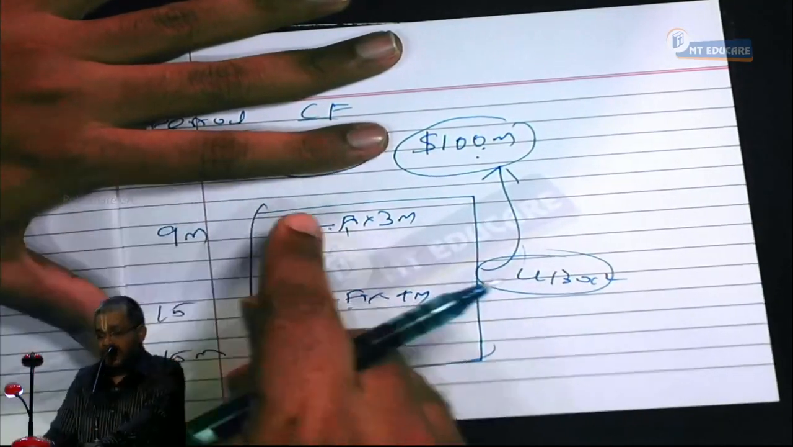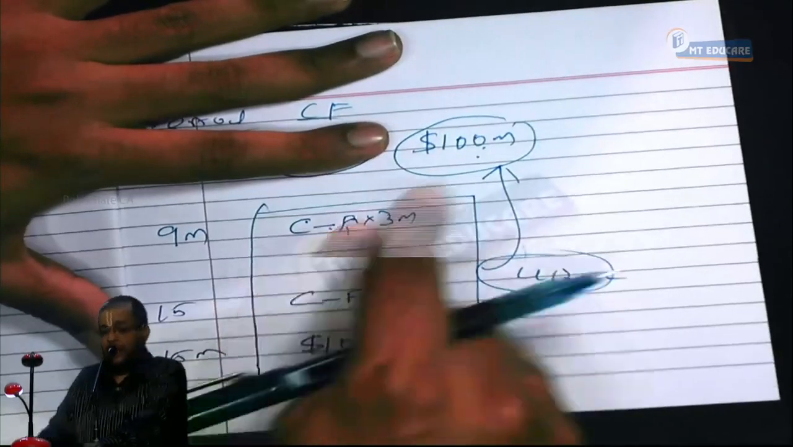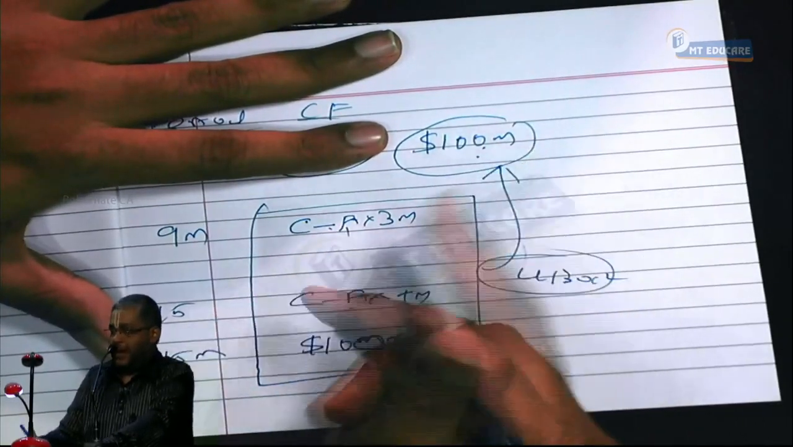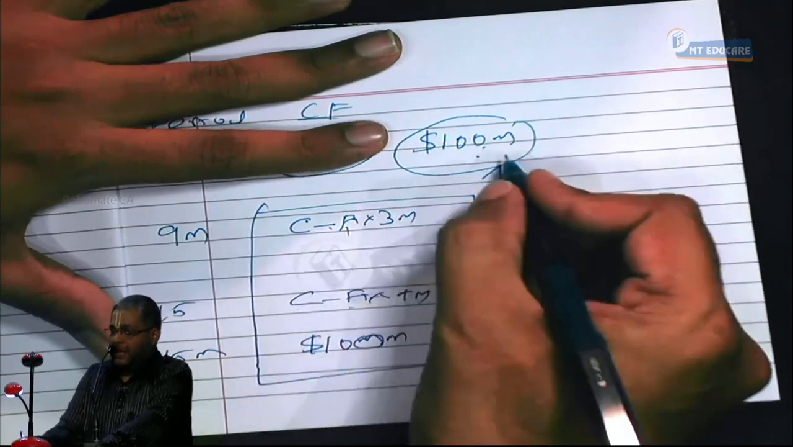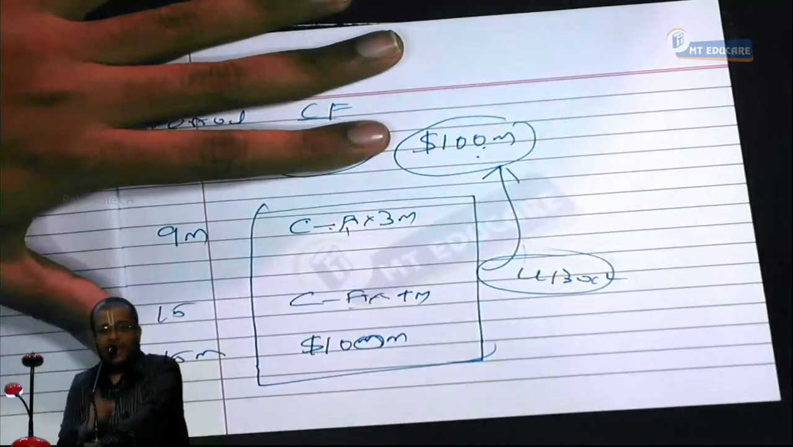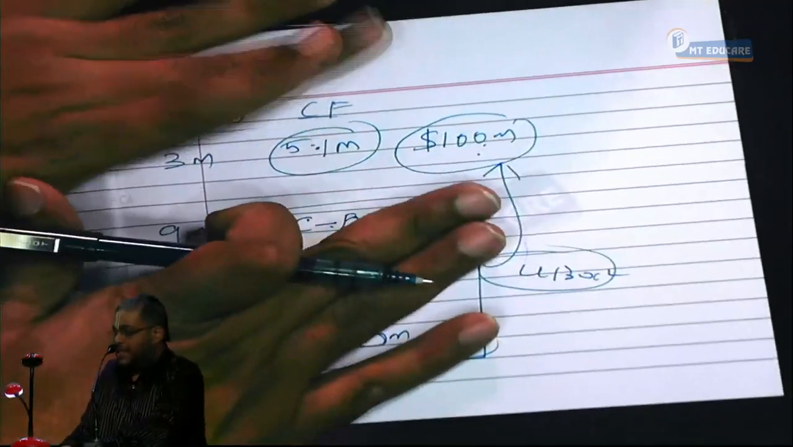It will be what? Paid. When they pay your required yield, it will be paying how much value? 100 million value. So whatever may be the LIBOR, the value is what? 100 million on the reset date. Yes or no? Now imagine like this.